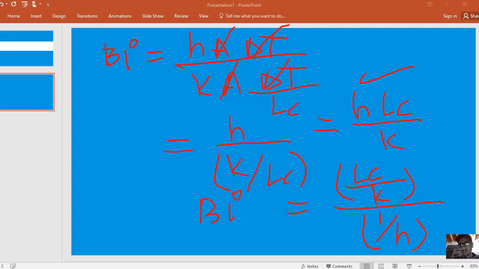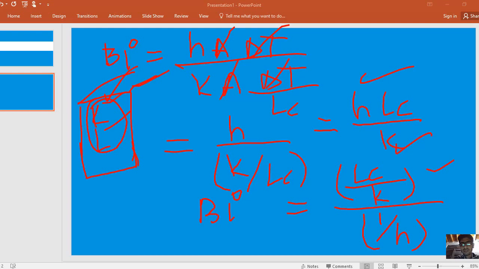As we know, length divided by thermal conductivity: suppose we have a plane wall having thermal conductivity k, and the thickness of the wall is L. So this is the wall. The ratio between the length and thermal conductivity gives us the resistance to heat transfer. So the resistance to conduction heat transfer is denoted by Lc, the characteristic length of the material, divided by the thermal conductivity of the material.